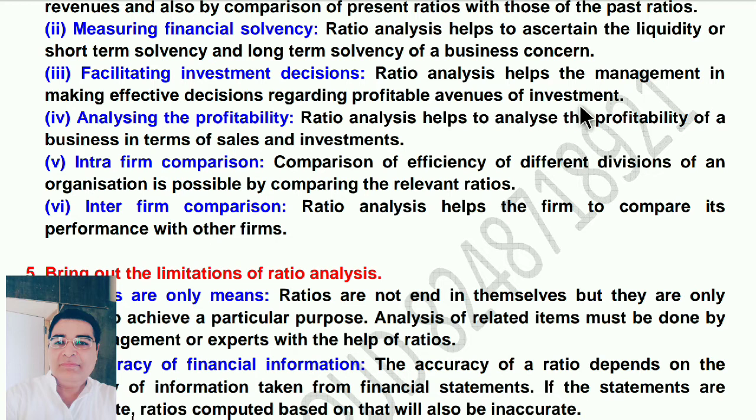The other 3 points are easy points. Any 3 points, out of the 6 points, you can read and write only 3 points.